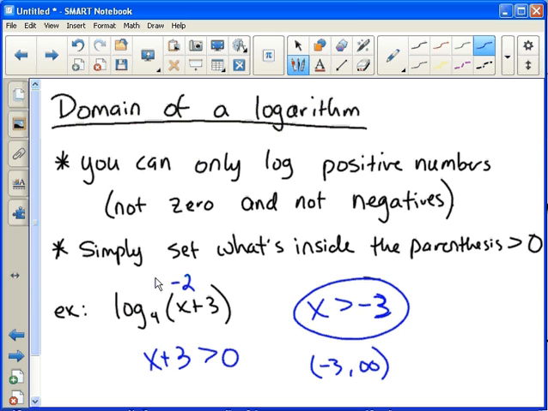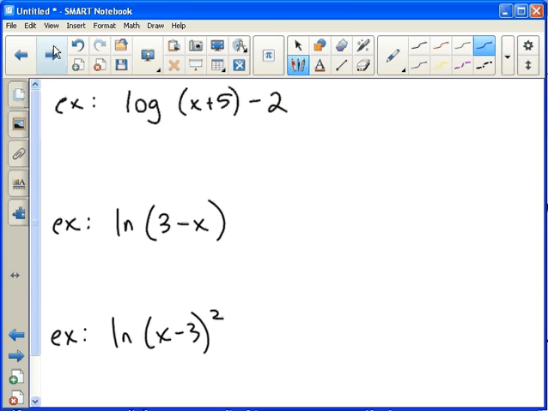So here we have log, this is the common log, but like I said, it makes no difference, of x plus 5 minus 2. Now I only care about what's inside the parentheses. That's the only thing that will affect my domain. So I have to make sure what's inside the parentheses is positive, because I can only log positive numbers. So x plus 5 has to be greater than 0. I subtract 5 from both sides and get x has to be greater than negative 5.